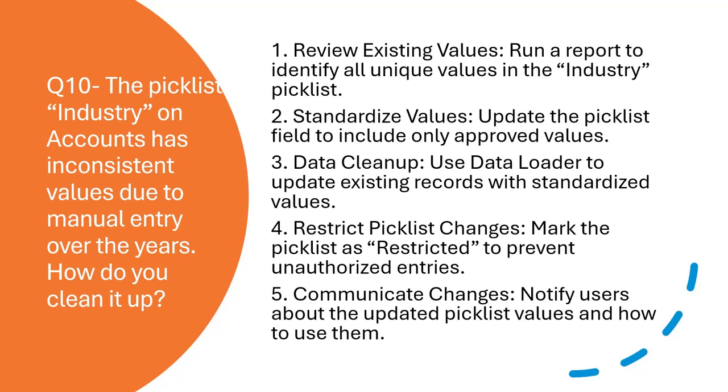This is the last question. Question 10. The picklist industry on the accounts has inconsistent values due to manual entry over the years. How do you clean it up? So first I'll run a report to identify all unique values in the industry picklist. Then update the picklist field to include only the approved values, and I'll use Data Loader to update existing records with the standardized values. And fourthly, I'll mark the picklist as restricted to prevent any unauthorized entries. And lastly, I will notify the business users about the updated picklist values and how to use them.